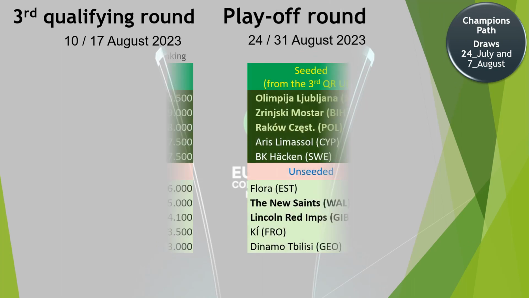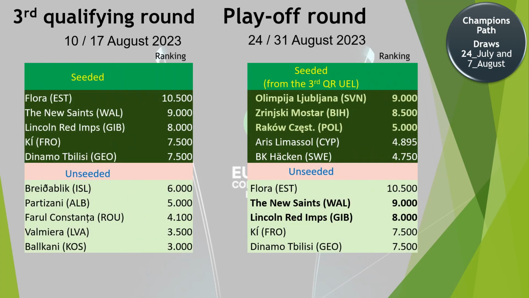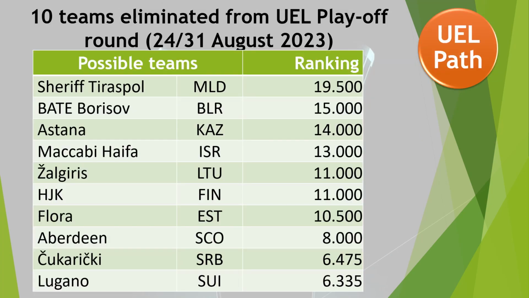And now let's stay on the Champions path, because here we have 2 more rounds. These are the third qualifying round and the playoff round. In each round we will have 5 pairs. You can see seeded and unseeded teams. These teams are divided by their ranking. After these stages we will have 5 teams that go to the group stage from the Champions path.